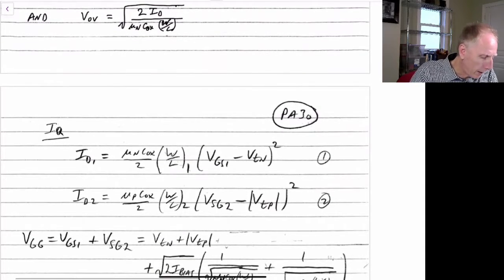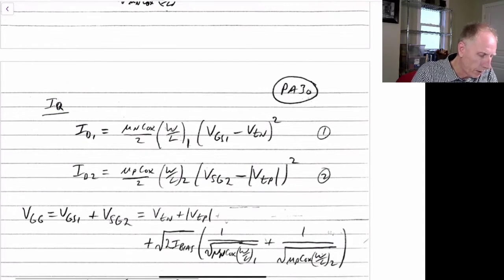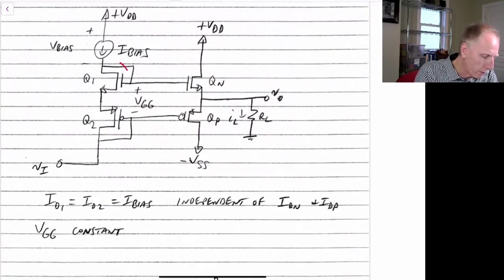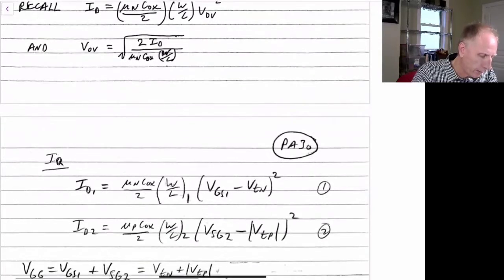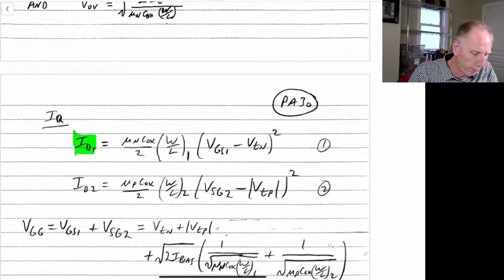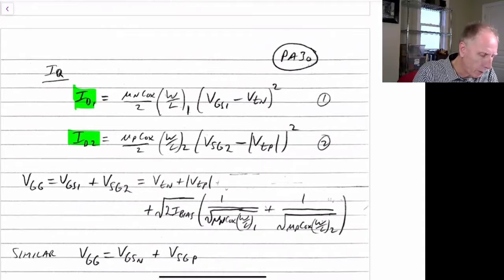So let's look at IQ, the quiescent bias current, which would occur when the output voltage is equal to 0. We have that the current through this transistor, Q1, is given by this formula, ID1, where we've just written V overdrive as VGS1 minus V threshold. We also have the current ID2, which is the current through this transistor here, and that's a similar equation.